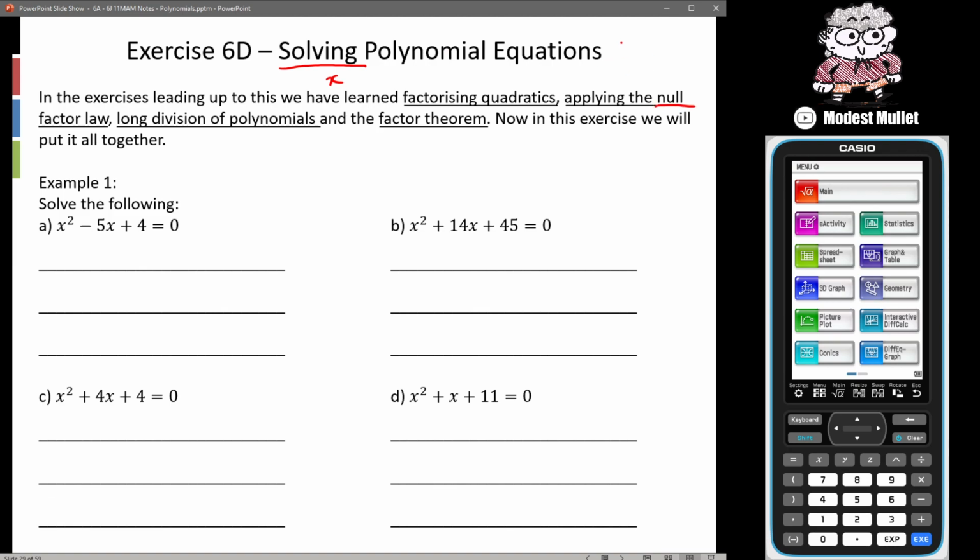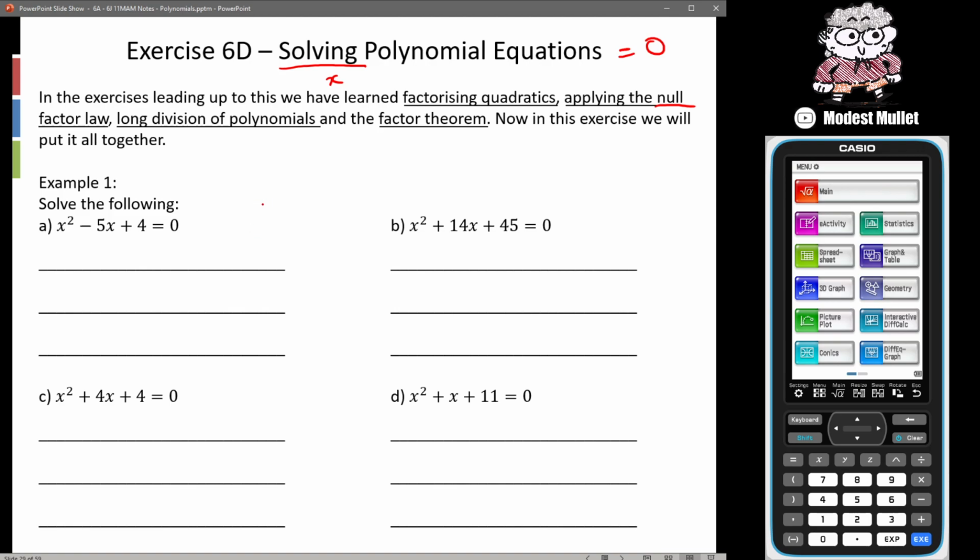The other thing to note with this is that all these skills and these tools, especially the Null Factor Law, revolve around these polynomial equations being equal to 0. They actually have to be. We can't apply the Null Factor Law if the equation doesn't equal 0. So if it doesn't equal 0, you need to rearrange it so it does equal 0. Then you can start applying all the skills.